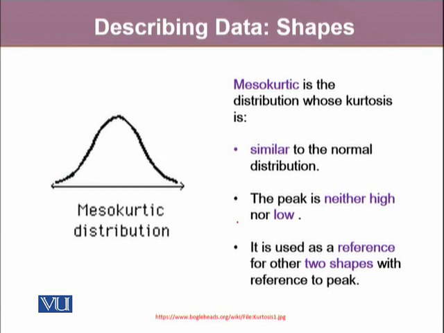Mesokurtic is a distribution whose kurtosis is similar to the normal distribution. And we already know that it's bell-shaped and symmetric. So the peak is neither high nor low. It is used as a reference for the other two shapes with reference to the peak of the distribution.